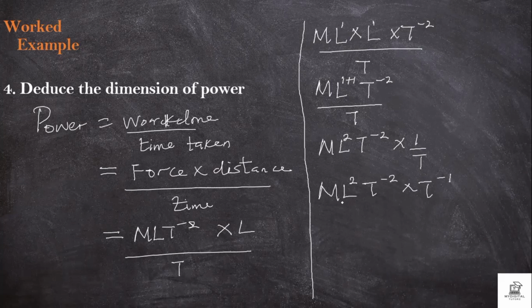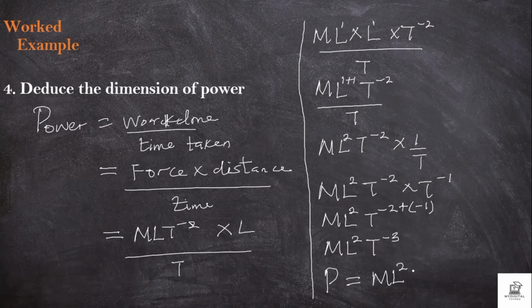So now the same thing we did with L, we are going to do it with T. So I have M L raised to power 2 T raised to power minus 2 plus into bracket minus 1. That is going to be minus 2 minus 1, which will give us T raised to power minus 3. Minus 2 minus 1 is minus 3. So the dimension of power is equal to ML squared T raised to power minus 3. I hope this is understood.